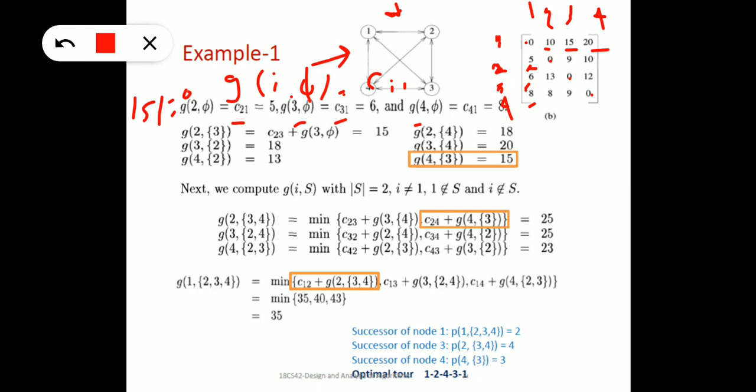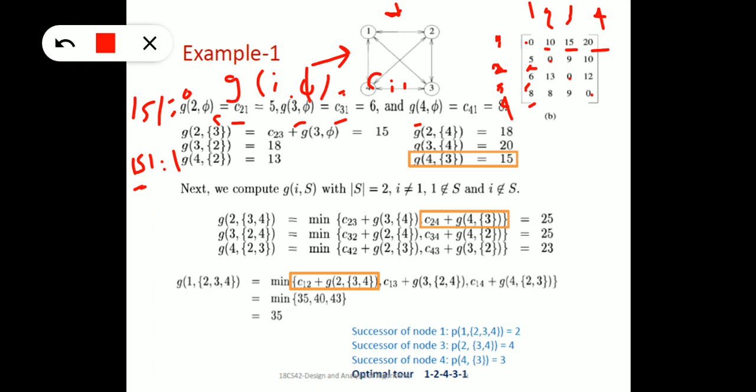So the second case is when we have at least one vertex in the set S, right? And always the source vertex, that is 1, cannot be part of this set S. So initially we start from g of 2 comma 3. Set S now has a vertex 3 in it. So we start from 2. So the value of 2 is now nothing but i, and the value 3 is j.